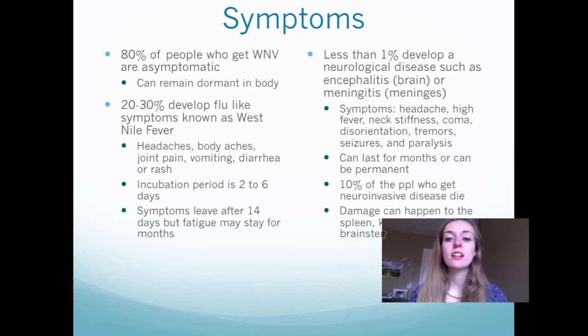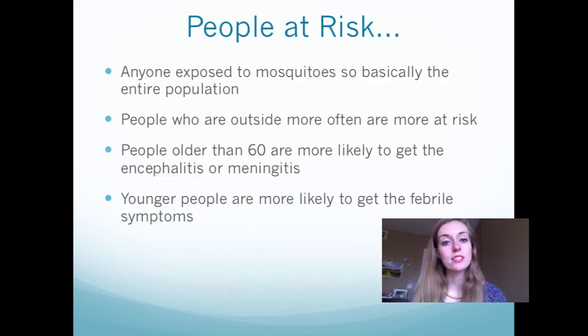Less than 1% develop a neurological disease such as encephalitis or meningitis. Encephalitis is the inflammation of the brain, and meningitis is the inflammation of the meninges. So some symptoms of these neurological diseases can be headache, high fevers, neck stiffness, coma, disorientation, tremors, seizures, or paralysis. These symptoms can last for months, or they can be permanent. And 10% of people who get neuroinvasive diseases die. Damage can happen to the spleen, kidney, spinal cord, brainstem, or the central nervous system.